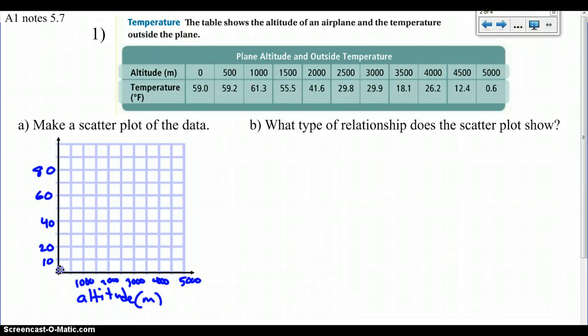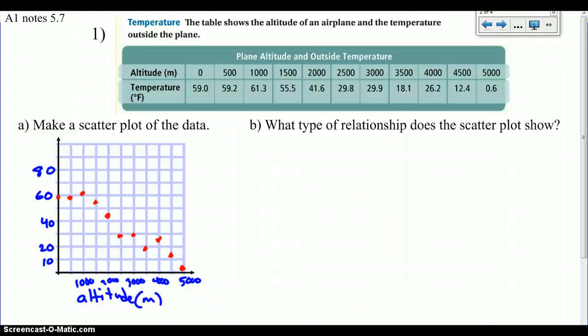When our altitude is 0, the temperature is 59 degrees, so we're going to estimate it right there. At 500, that's the first tick mark, our temperature is 59.2, very little difference. At 1,000 feet, our temperature is 61.3, so we've had a slight increase. At 1,500, our temperature is 55.5, so for the first time we're starting to see things moving down a little bit. At 2,000, it's 41.6. At 2,500, and so on. I'm going to go ahead and pause the video and you finish labeling your scatter plot, and then you can look at mine and compare.